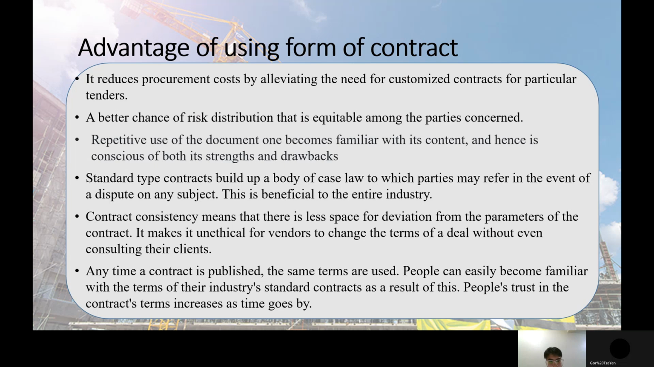The fourth advantage is that a standard type contract builds up a body of case law to which parties may refer in the event of a dispute on any subject. It is beneficial to the entire industry. The fifth advantage is contract consistency, which means that there is less space for deviations from the parameters of the contract. It will make it impractical for vendors to change the terms of a deal without even consulting their clients.